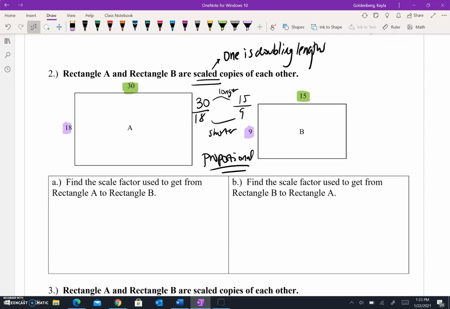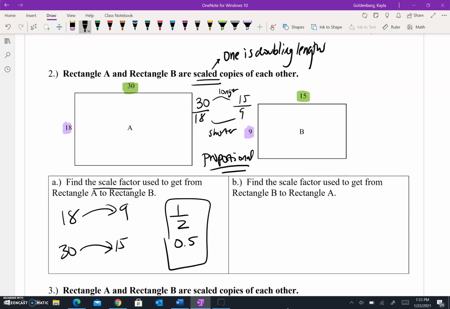So the question is, what is the number that if I want to go from A to B, I would multiply each side by? That's what the scale factor is. So if I want to go from 18 to 9 or 30 to 15, the scale factor that I'm multiplying by is a half, or 0.5, right? I'm dividing by 2. In contrast, if I want to go from B to A and go from the 9 to the 18, when they say, what's the scale factor? They're just asking, what are you multiplying each pair of sides by? I am multiplying by 2 to double.